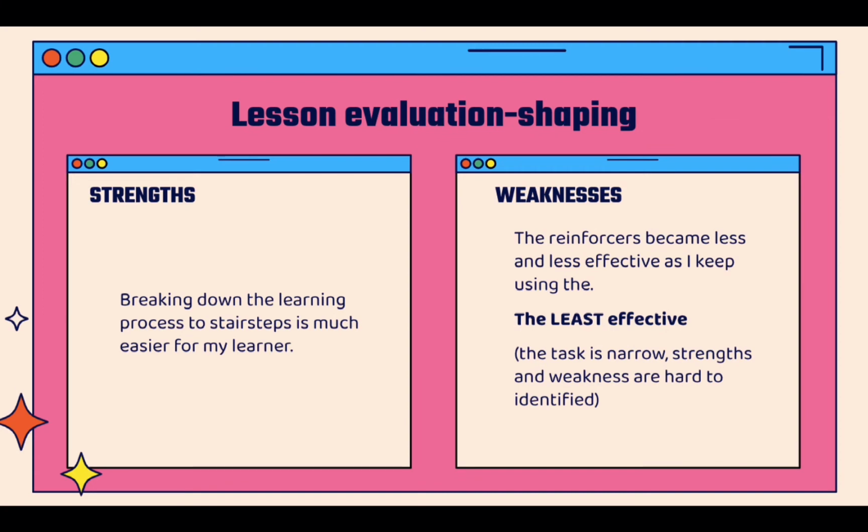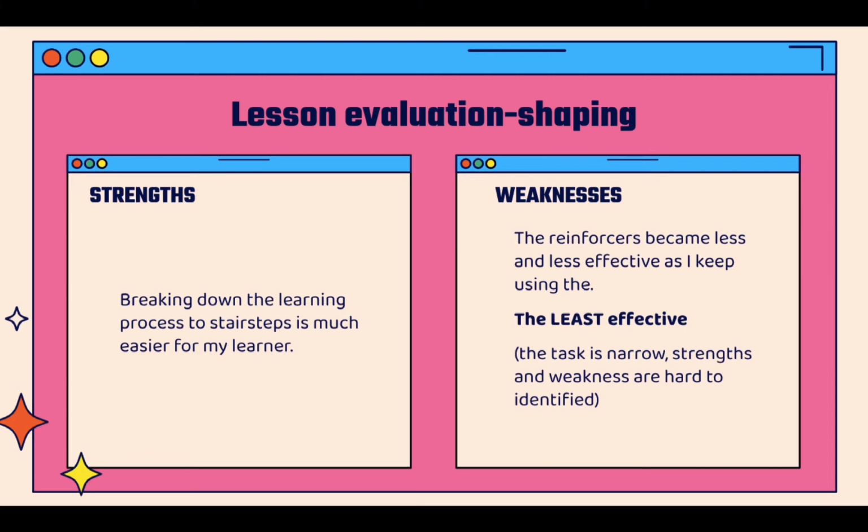Shaping is good for breaking down the learning process into stair steps, which is much easier for my learner to learn. But the weakness is that the reinforcers became less and less effective as I kept using them. And it makes shaping the least effective strategy among the 3. Some of the strengths and weaknesses might be hard to identify because my task of making a dish is kind of narrow.